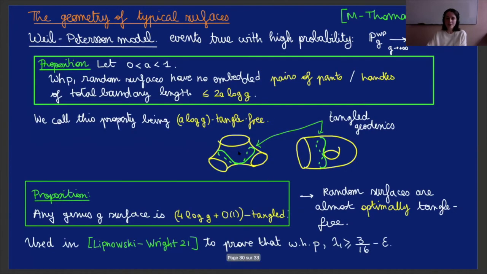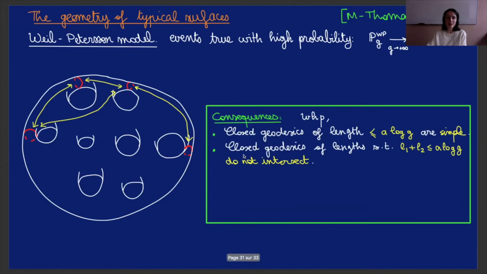So as I showed here, there are non-simple small geodesics in pairs of quantum handles, and actually you can prove that if you don't have pairs of quantum handles, you don't have non-simple closed geodesics. So all these little closed geodesics are simple. And also you can prove that if the sum of the lengths of two closed geodesics is not too big, then these two geodesics do not intersect. And you can actually prove that they are far away from one another, and bound the distance between them.